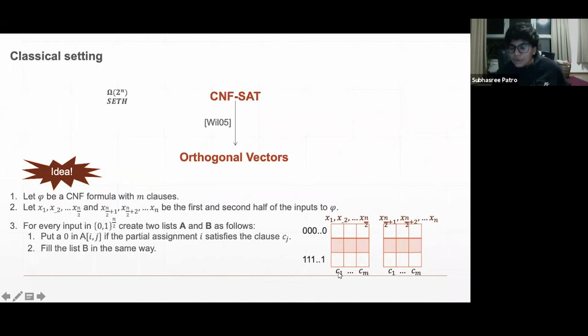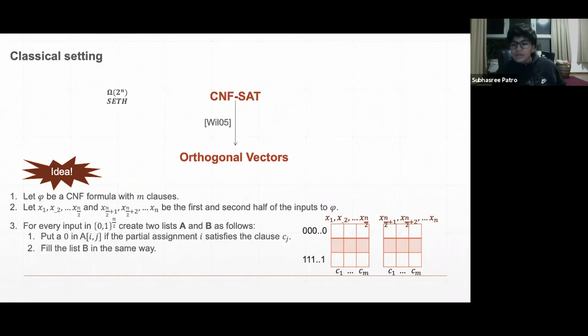And the number of columns to this table is going to be m, because we are going to match the elements, the clauses to this. Okay, and what we are going to do now, suppose we want to fill in the first cell here, which is the element of first row and first column.